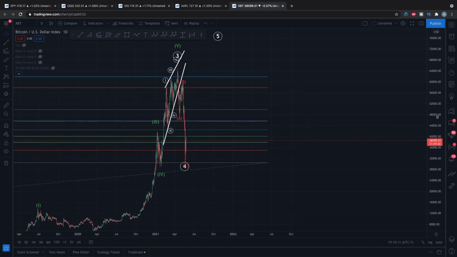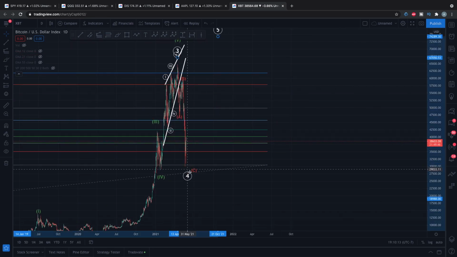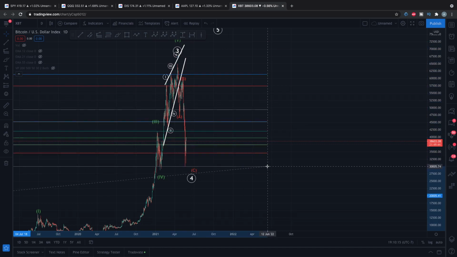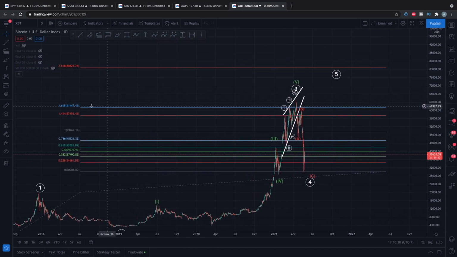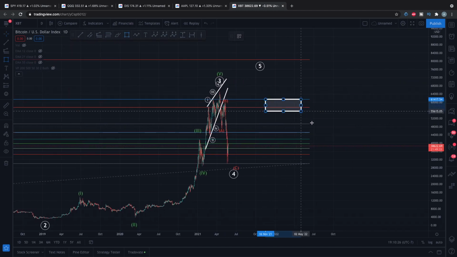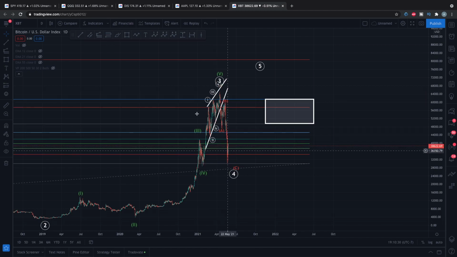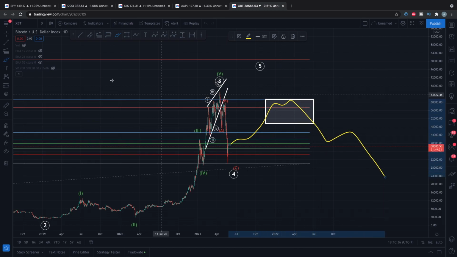Let me make sure I got the bottom right. Let me adjust that to be exactly where the bottom is. And we see some price targets over here. So 61,000, 57,000. I would say that these are the main price targets. And as you can see, we might not even be able to break through the all-time highs. We might double top here. So we might come up, double top, and then fail, and then we come crashing down.